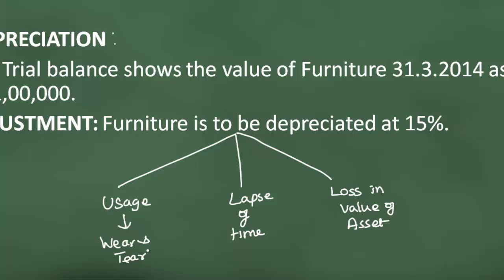And lapse of time, sometimes because time has lapsed, the asset will lose its value. A simple example can be the purchase of a car. Let us purchase a car, and use it for 1 year, or even don't use it, keep it idle for 1 year, then sell it, it will fetch only a lesser value in the market. And third, loss in value of the asset in the market itself. The product becomes obsolete, outdated. So even if your product is new, even if it is generating some use for you, it may not fetch value in the market. So for these reasons, not only the furniture, any asset can lose its value.